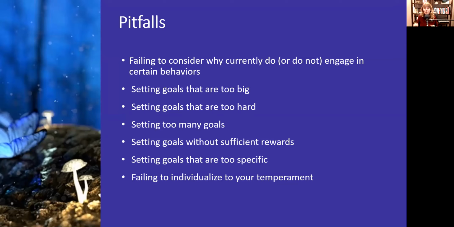Only set between 1 and 3 goals. Make sure there's sufficient rewards for your goals. And don't set goals that are too specific. If you set a goal that, I want to run a marathon in 3 hours, 47 minutes, and 26 seconds, that's too specific. Give yourself, say, I want to run a marathon in under 5 hours or something. So you have a little bit of leeway. And make sure that you individualize your goals based on your strengths and abilities.